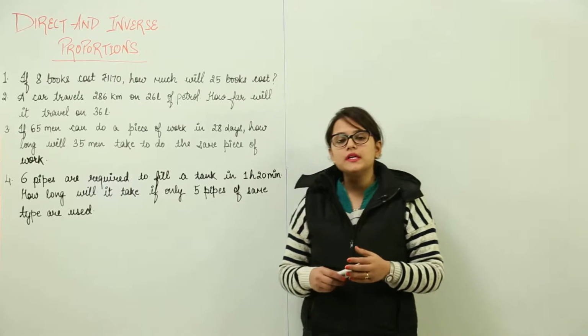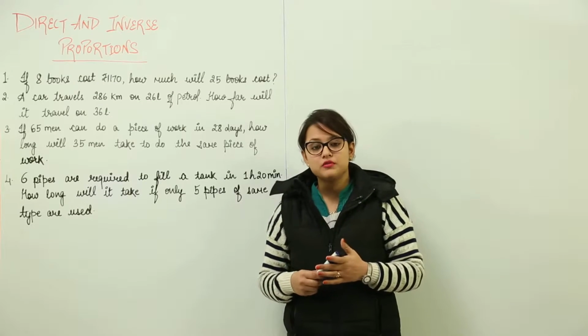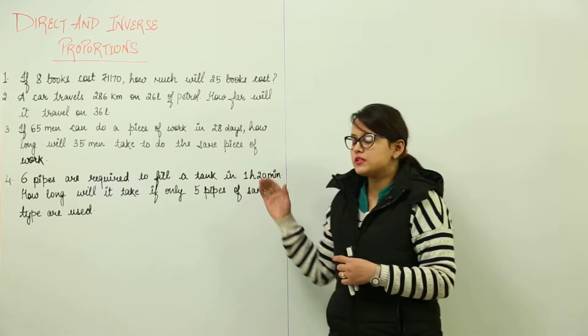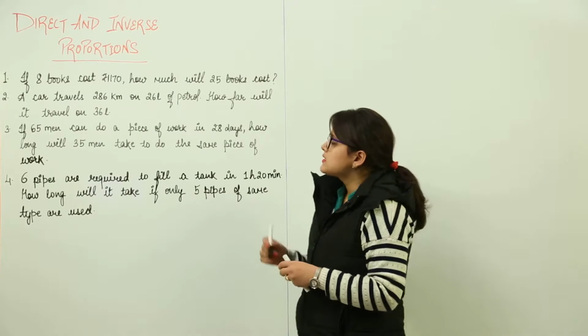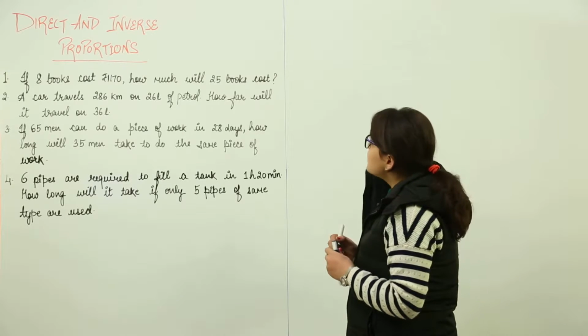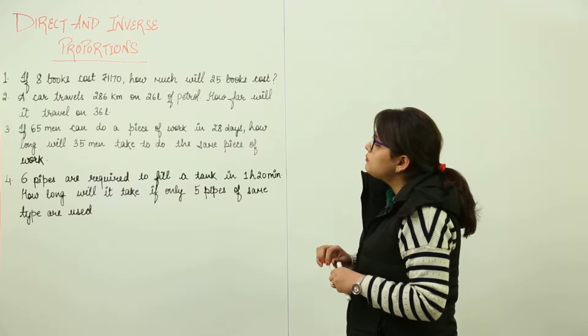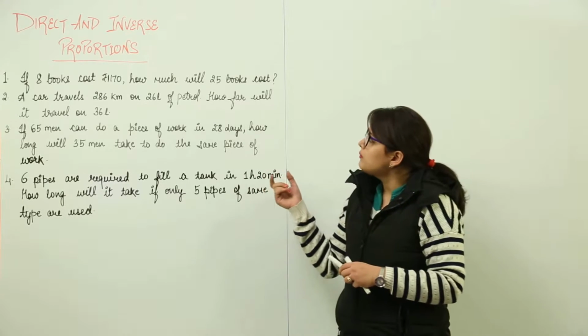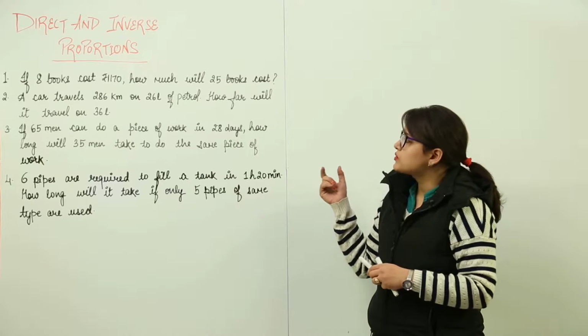So as we have already discussed the direct proportions and inverse proportions and how to solve them, we will be solving a few questions now, right? Let us discuss the first question now. The first question says, if 8 books cost rupees 1170, how much will 25 books cost?